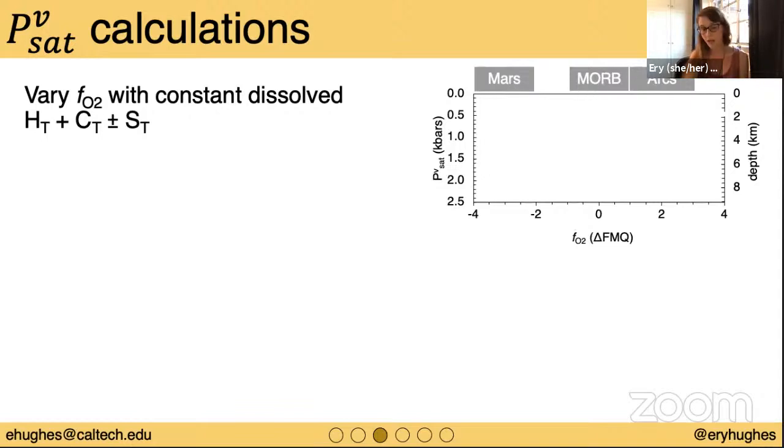And I've just put here at the top some reservoirs to anchor what these values mean. So MORB is typically at about 0. Arcs are at about maybe +1 to +3, and somewhere like Mars would be down at -3. On the y-axis, I'm plotting the calculated pressure of vapor saturation. So this is P_vsat, and this is going to increase downwards. And I've just shown what the equivalent depth roughly would be to help anchor those values as well.